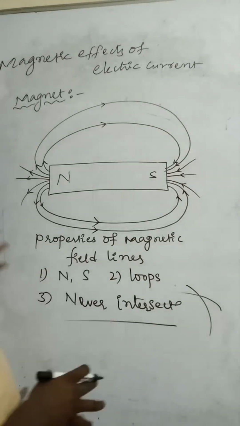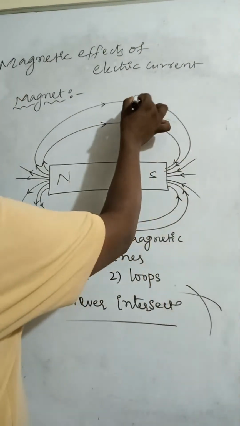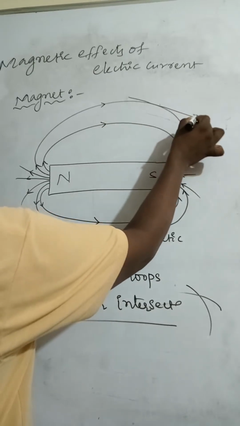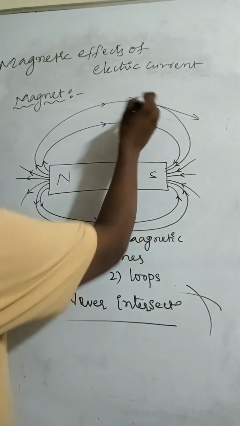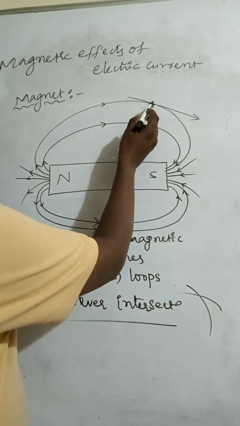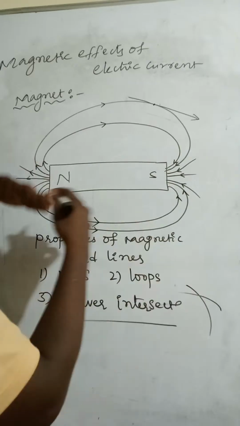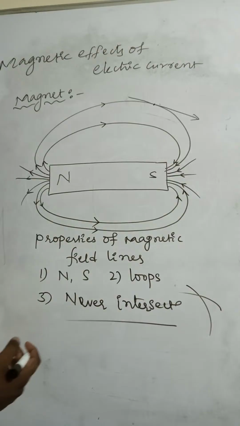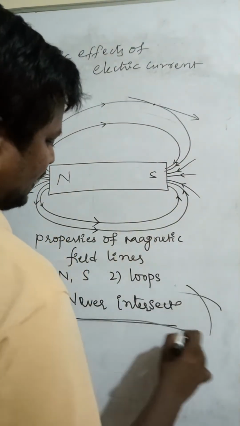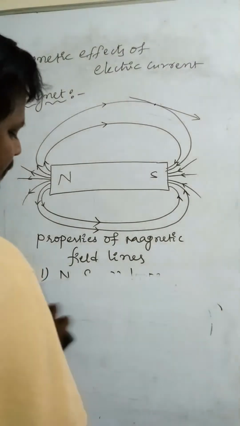If they intersect, what happens? The compass would show two directions at a time. How can the direction of the magnetic field be found? If you draw the tangent at a particular point, along that direction the field direction will be there. If you place the compass, it shows the direction. If two lines intersected, the magnetic compass would show two directions at a time. That's why magnetic field lines will not intersect. That is about the bar magnet's magnetic field.